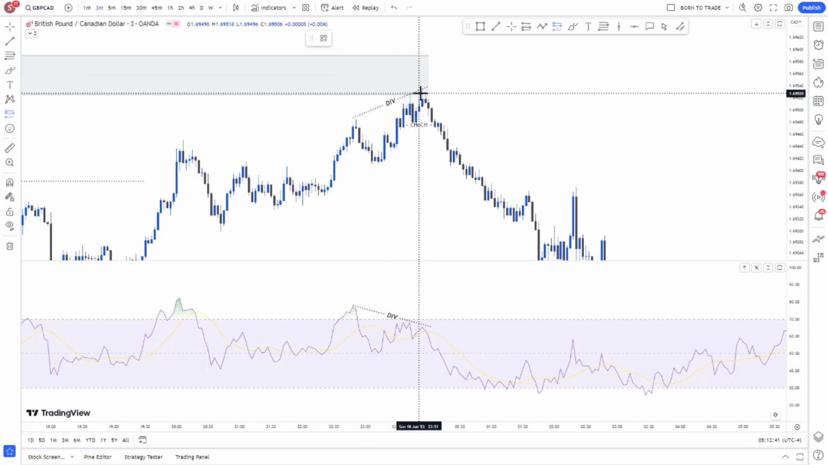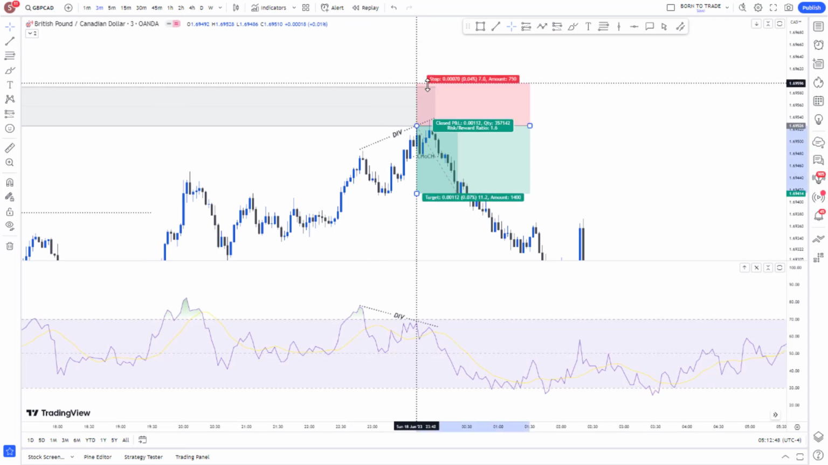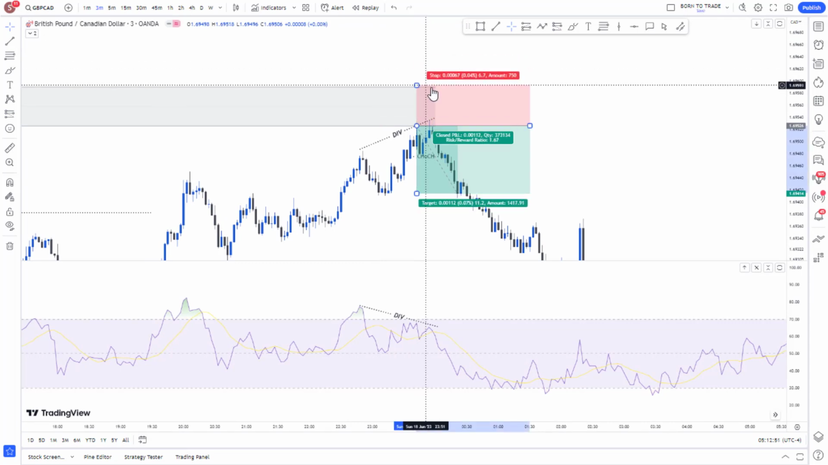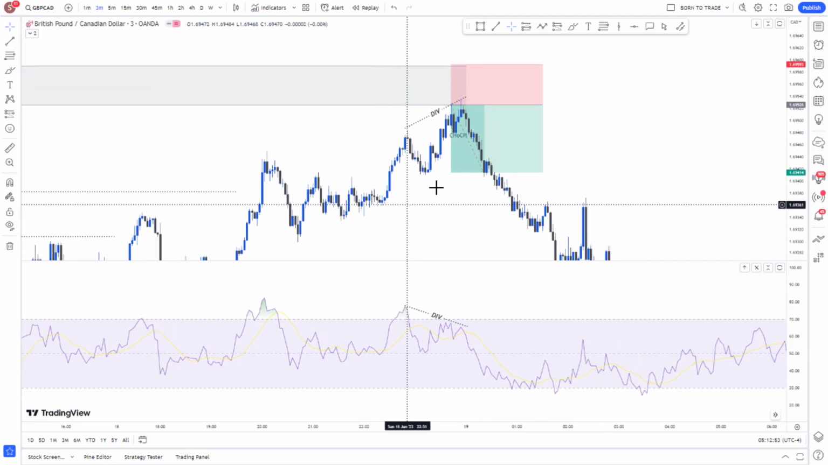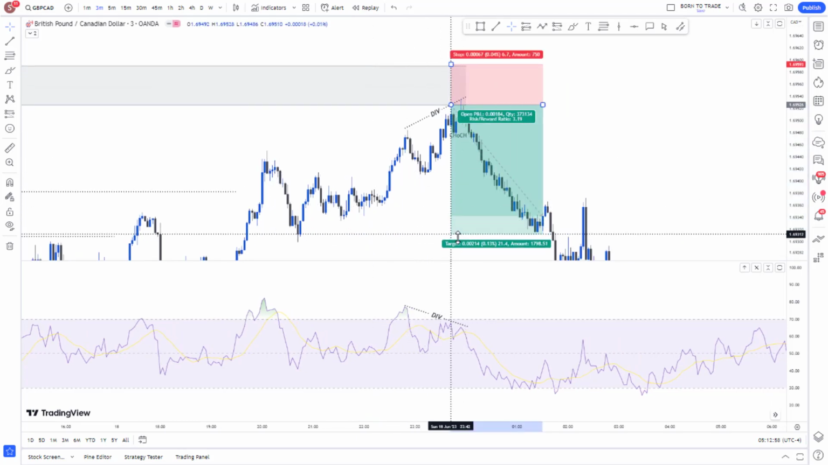You enter your short position at this low right here. Where is your stop loss going to be placed? You place your stop loss above the zone, a few pips above the zone. And what did I say? You should go for a quick 1:2 or 1:3. And if you go for 1:3, where is our target?